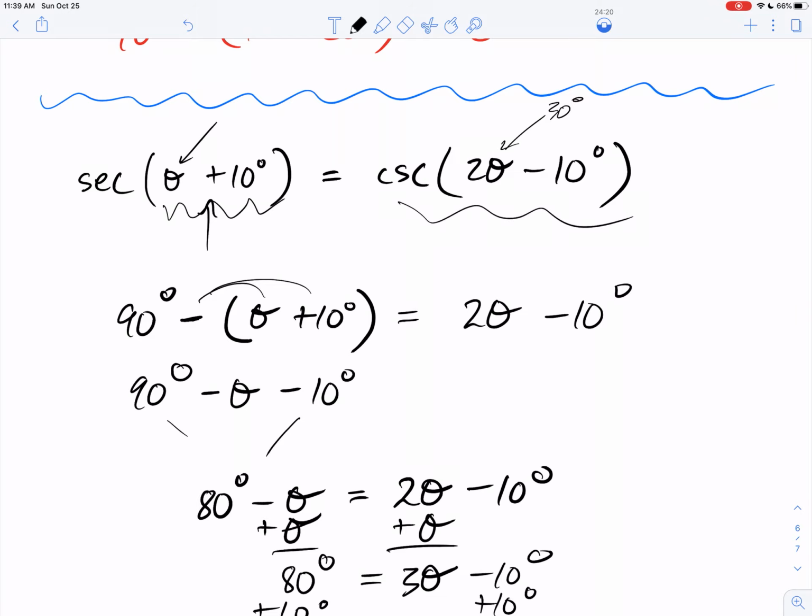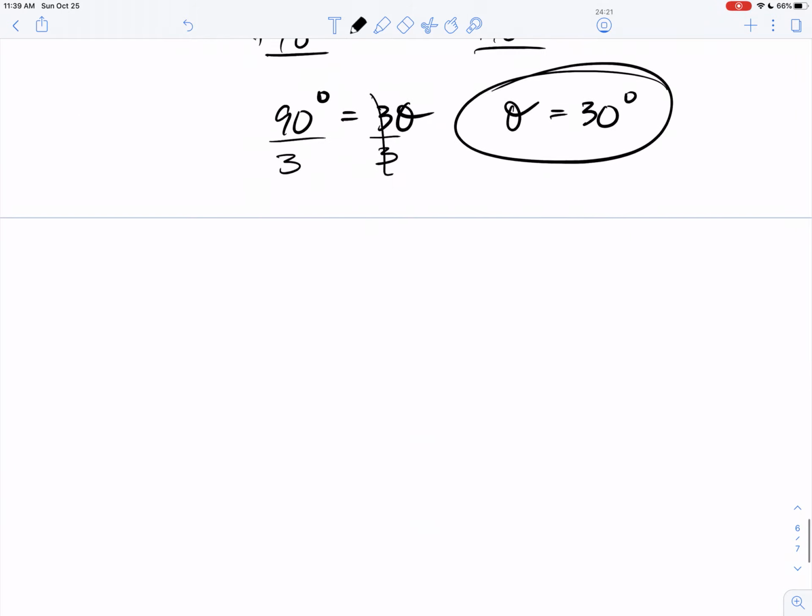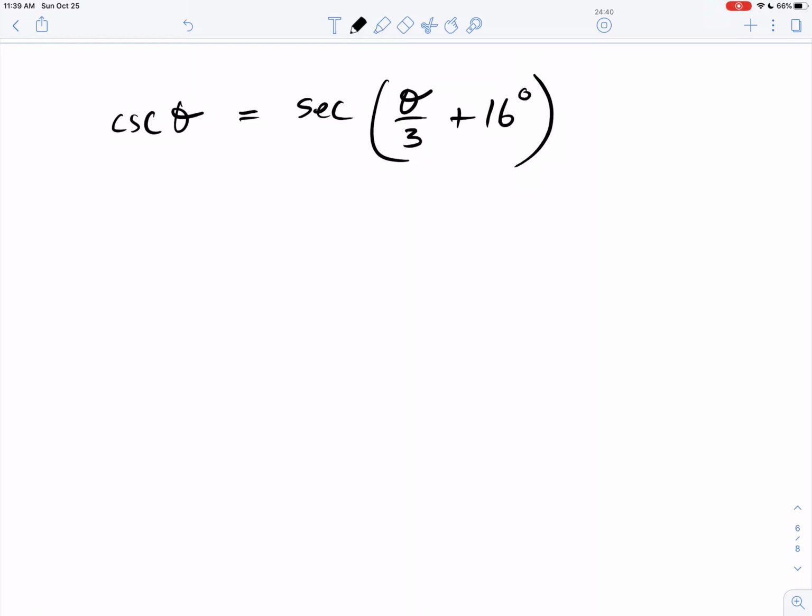It is totally valid. One last example, and the only reason I'm doing one more is not because I don't think you got it by now, but you are going to run into one where they give me a fraction. This is what I'm talking about. So I'm going to do 90 minus theta equals the other dude.